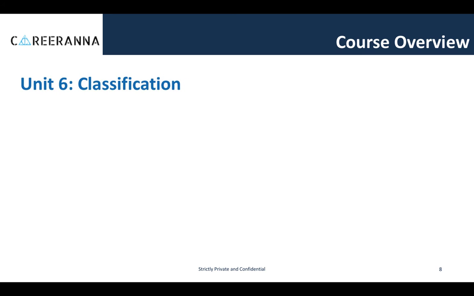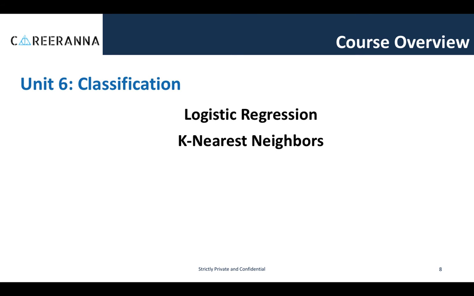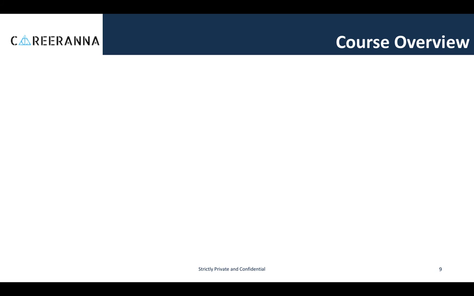Then the next section would talk about classification. By classification, we talk about things like logistic regression. We'll talk about k-nearest neighbors, and we'll once again talk about decision trees, but from the perspective of classification. So these 3 would be the broad areas which we would be covering under the unit of classification.